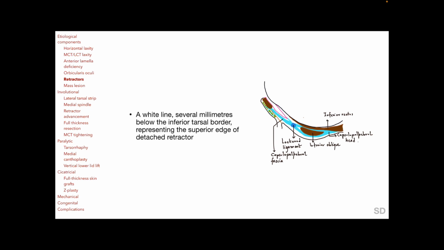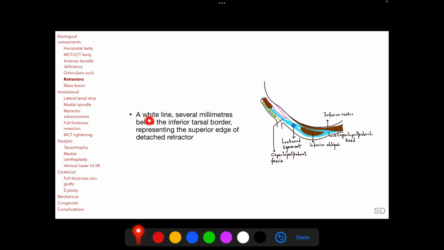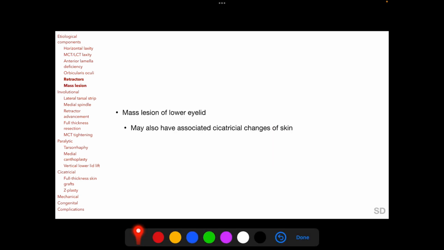Also, as seen from the conjunctival aspect of the tarsus, a horizontal white line several millimeters below the inferior tarsal border, representing the superior edge of the lower eyelid retractor, suggests detachment of the retractor. Mass lesion of the lower eyelid may pull the lower eyelid down, resulting in ectropion of the lower eyelid, and mass lesions such as neoplastic lesions may also have associated cicatricial changes of the skin.